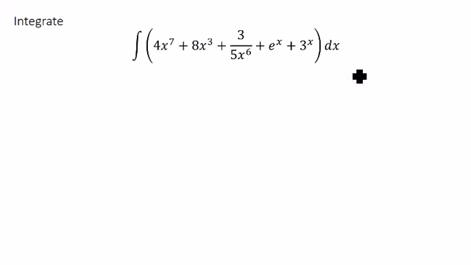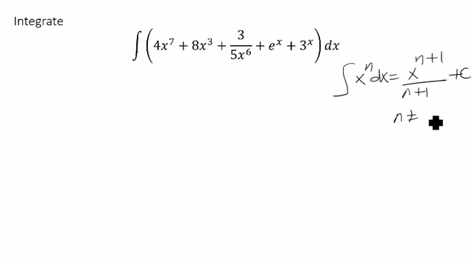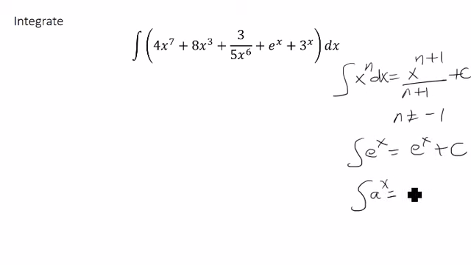And remember the formula for integration of x to the n dx is going to be x to the n plus 1 over n plus 1 plus a constant c if n is not equal to -1, and the integral of e to the x is going to be e to the x plus a constant c, and the integral of a to the x is going to be a to the x over natural log of a plus a constant c. So these are the basic formulas for integrals, so make sure you remember them.